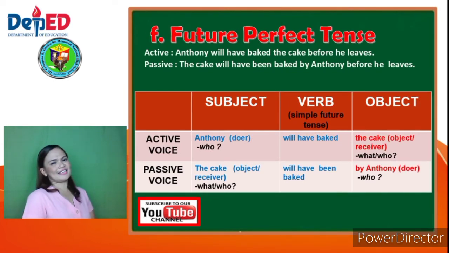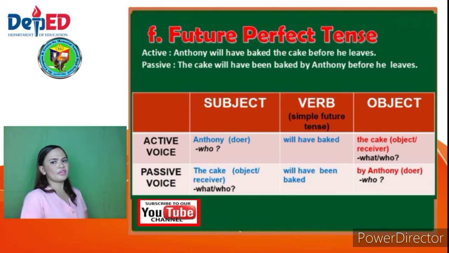Future perfect tense. Active: Anthony will have baked the cake before he leaves. Passive: The cake will have been baked by Anthony before he leaves. In this example, active voice, Anthony will have baked the cake before he leaves, and passive voice, the cake will have been baked by Anthony before he leaves. Again, analyze the table. Note how the verbs are used in the active voice and passive voice.